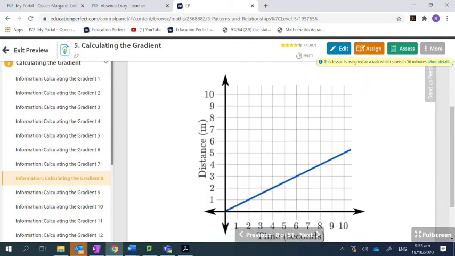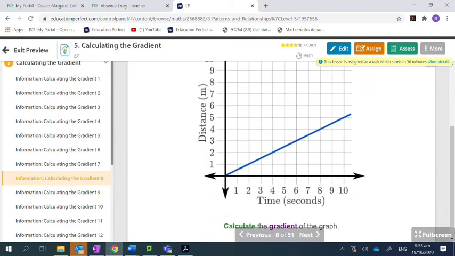This one, they're actually using time and distance. And what do you notice? As the time increases, what's happening to distance? It's increasing as well. And that's what's happening when you have a positive slope. This is a positive slope. That means as this one increases, this one will also increase. Does that make sense?